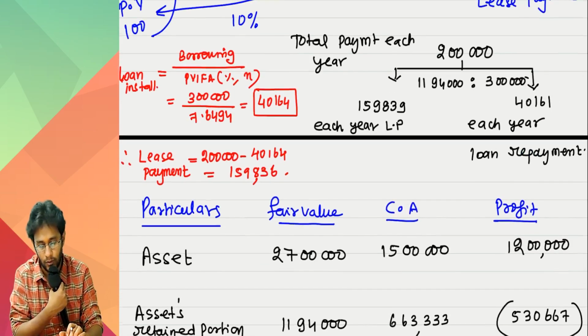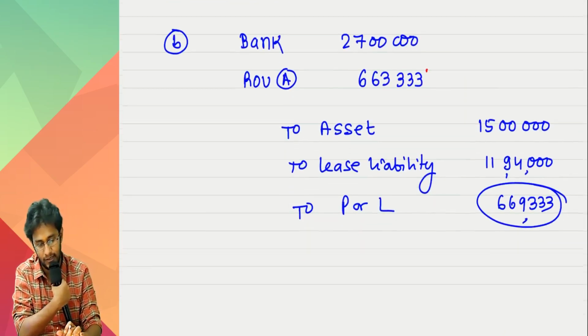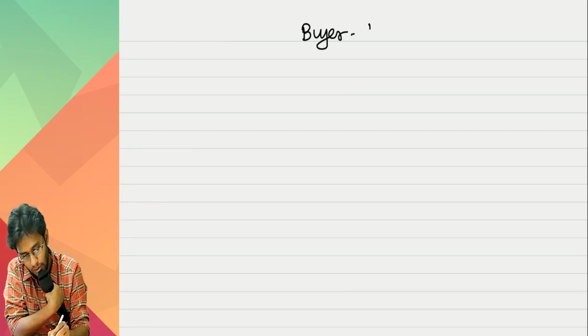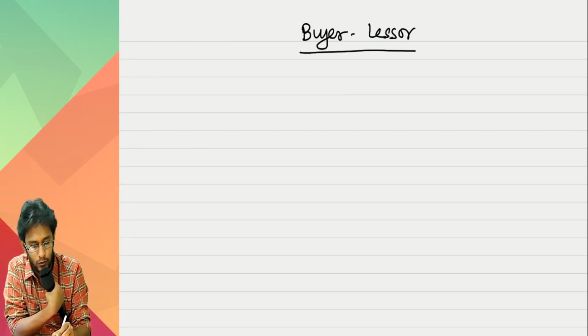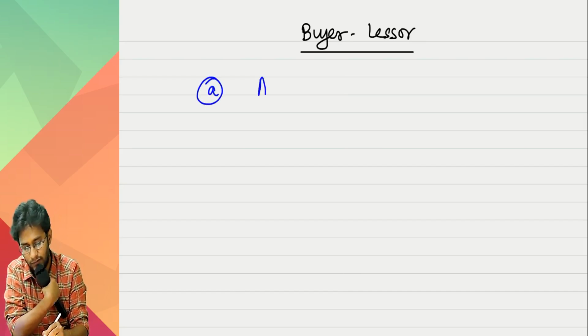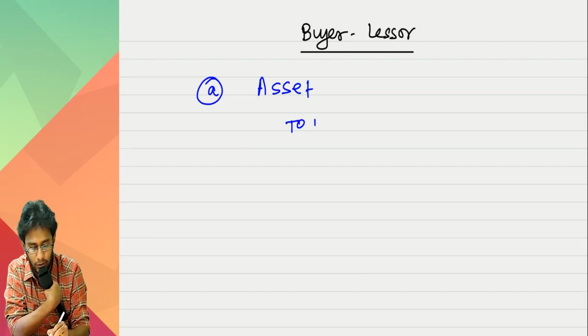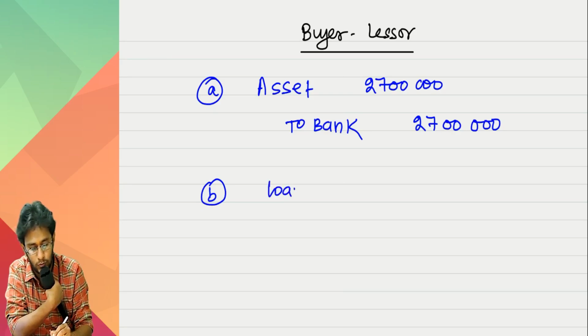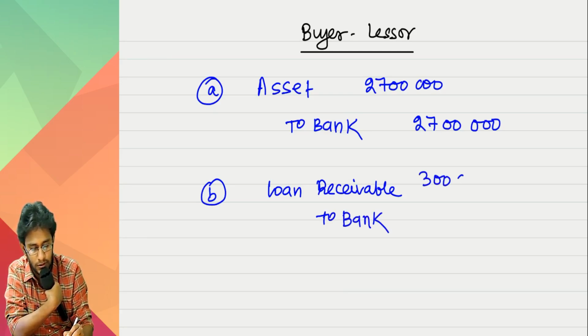Fine, sir. This is the accounting you do in the books of seller-lessee. For the buyer-lessor it is much easier. What did the buyer-lessor do? Today he bought the asset. Since he bought the asset, write the entry for purchase of asset. Asset account debit to bank, 27 lakhs. Not only that, he gave an extra 3 lakh rupees also. So loan receivable account debit to bank, 3 lakh rupees.